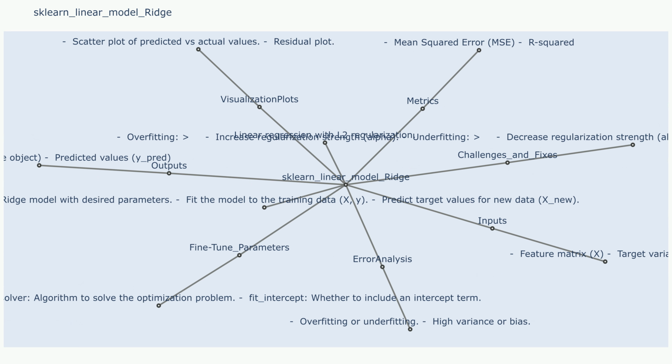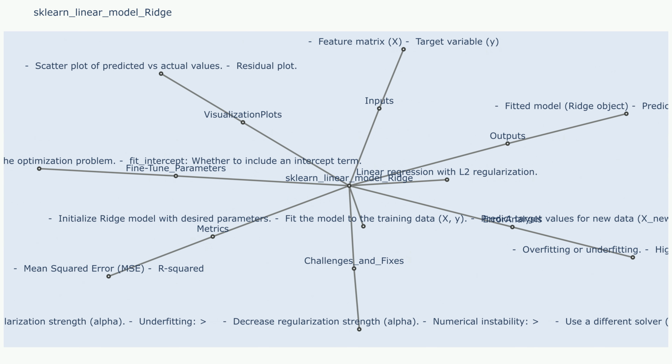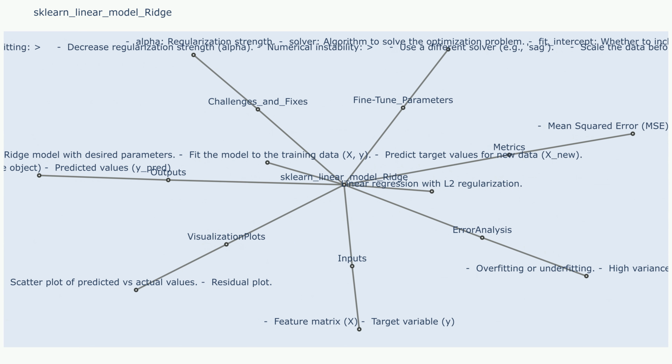Inputs. X, a 2D array of shape n_samples, n_features, representing the input data. Each row represents a sample and each column represents a feature. Y, a 1D array of shape n_samples, representing the target values. Outputs. Coef, a 1D array of shape n_features, representing the coefficients of the linear model. Intercept, a scalar representing the intercept of the linear model.